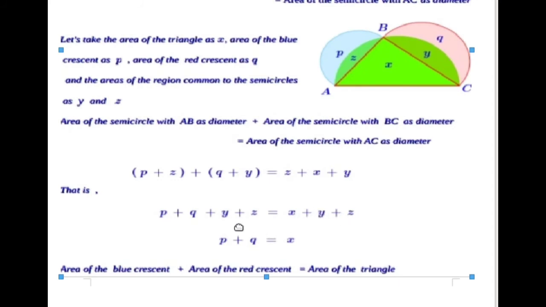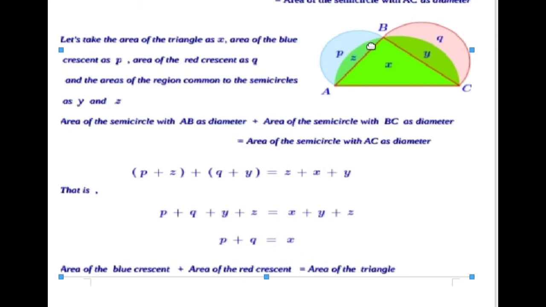Now we are going to move this Y and Z to the other side of the equation. Then on the left hand side of the equation we have P plus Q. This Y moving to the other side becomes minus Y, and this Z becomes minus Z. So we have P plus Q is equal to X plus Y plus Z minus Y minus Z. So Y and minus Y get cancelled. Similarly Z and minus Z also get cancelled. So here we have P plus Q is equal to X.